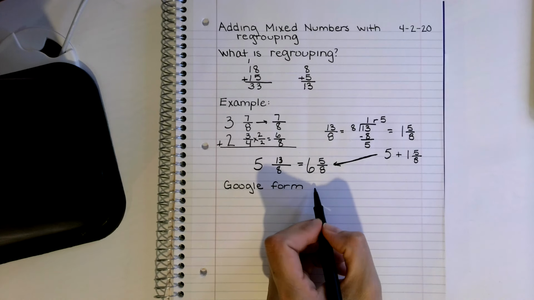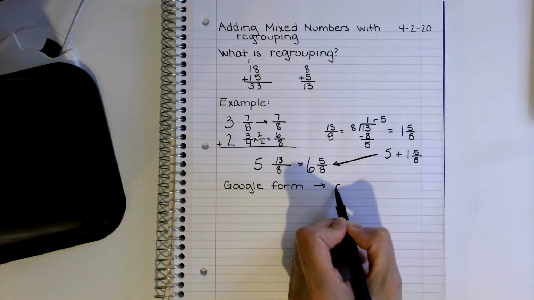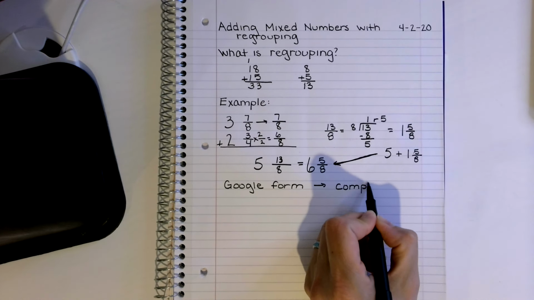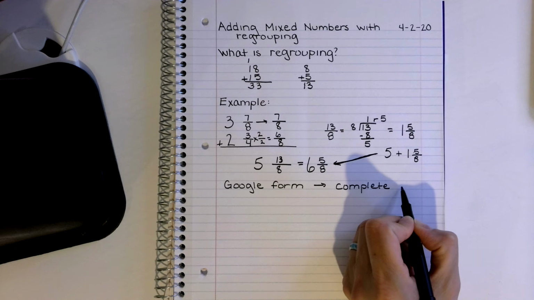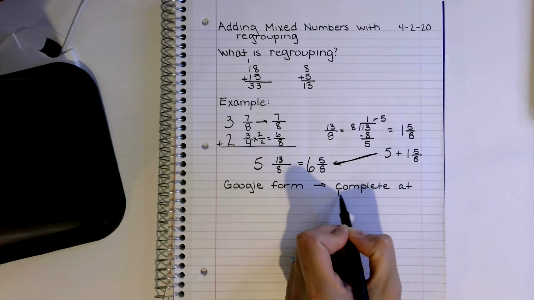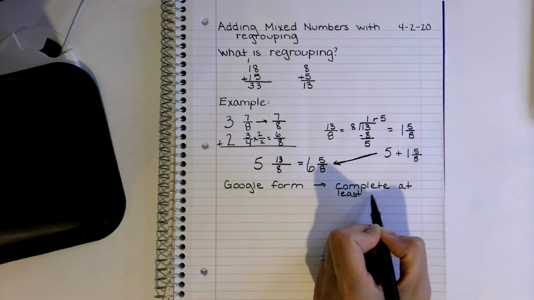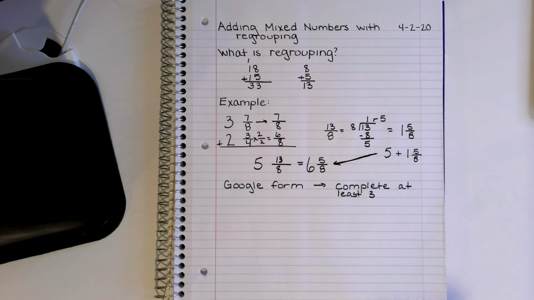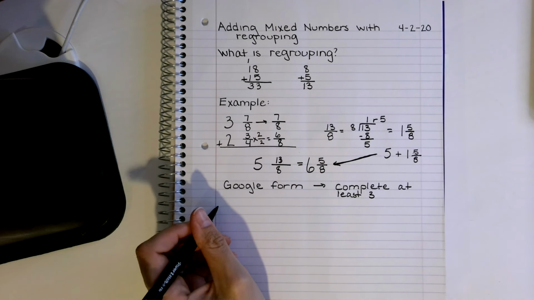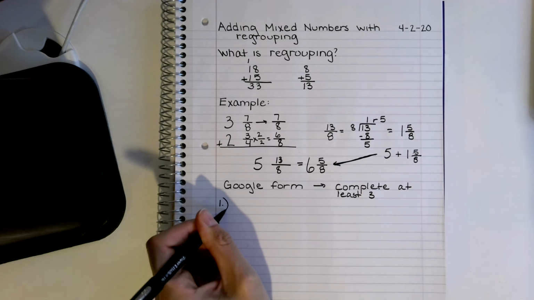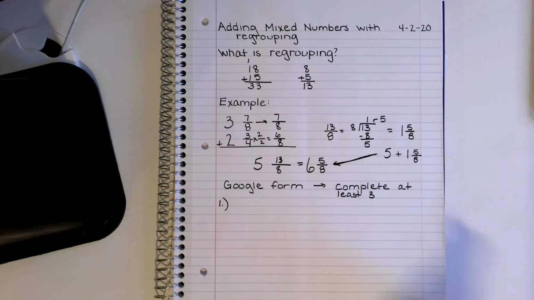Complete at least 3 of them. If you're not so sure you're going to get them right, you can do more than that. I'm looking for 3 of them, and you need to at least get 60% on it. So you would start right here and do whatever ones you're doing. For number 1, you're going to solve it out here and then click on the correct answer.